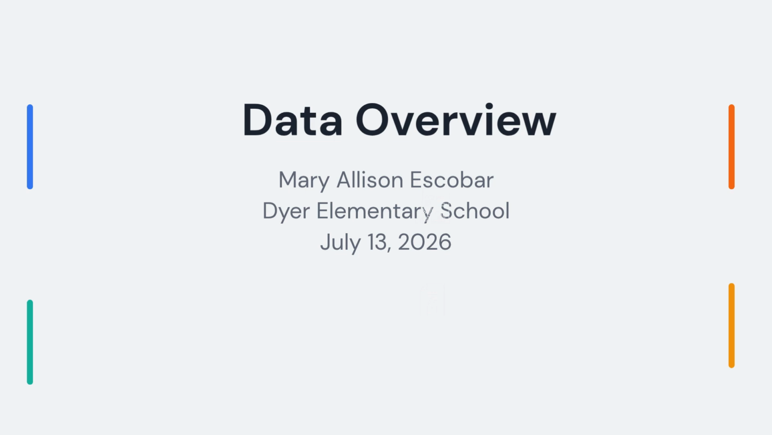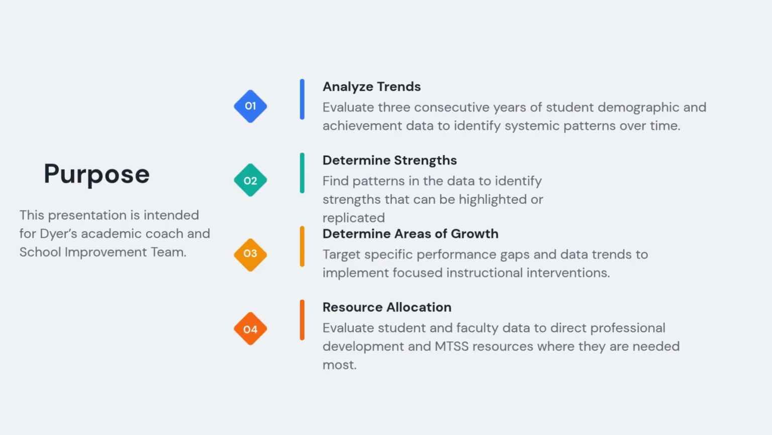This analysis will look back at our academic, behavioral, and demographic shifts over 3 consecutive school years. This presentation is intended for Dyer's academic coach and school improvement team. We have 4 main goals through this presentation. We want to evaluate 3 years of student data to analyze trends. We also want to find patterns to determine strengths and areas of growth, and we want to ensure that our resources are where students need them the most.